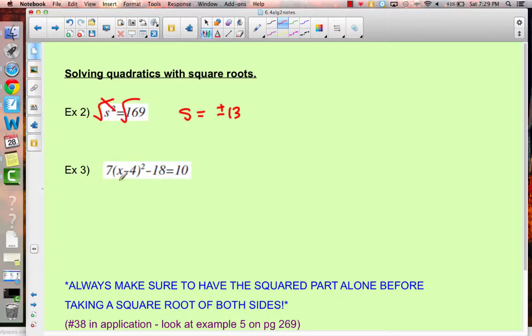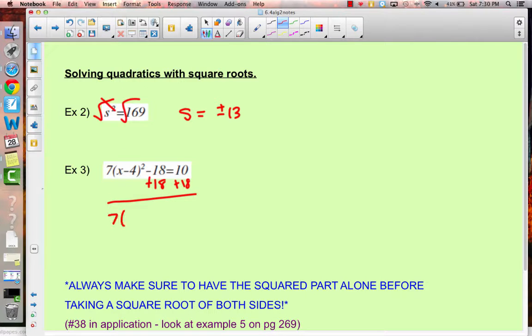Now number 3, this example, this one's a little bit more complicated. Notice that this right here is our squared part, okay, but is it by itself? No, because we have this negative 18 here and we have the 7 out in front that we don't want. So we need to move everything that we can over to the other side first. Think of reverse PEMDAS. I know that's how they told you when you were in algebra maybe, or even in 8th grade to solve. So what we're going to do first is add 18 to both sides.